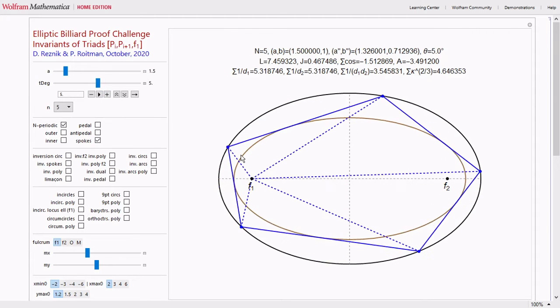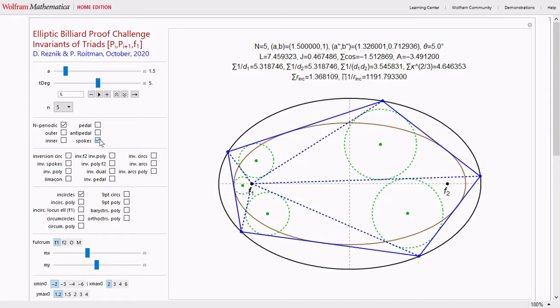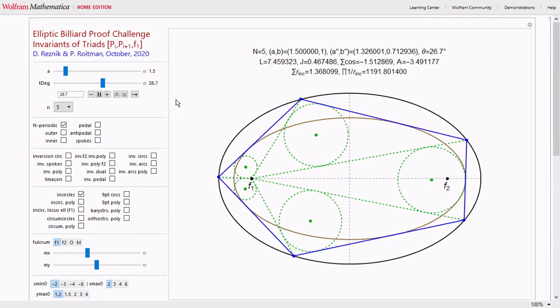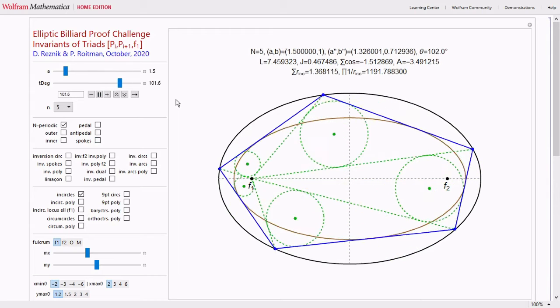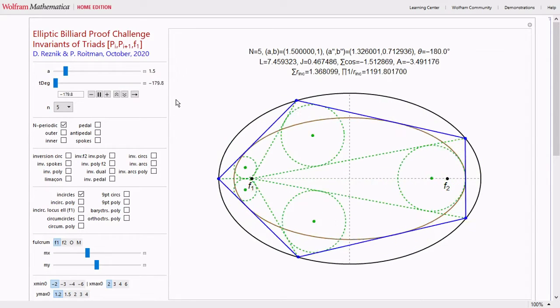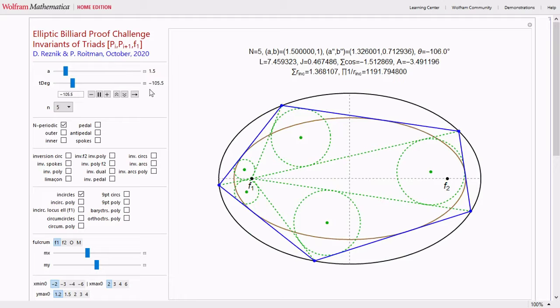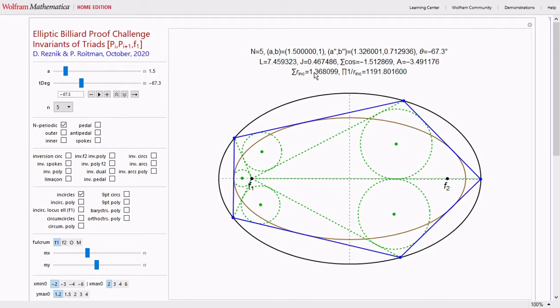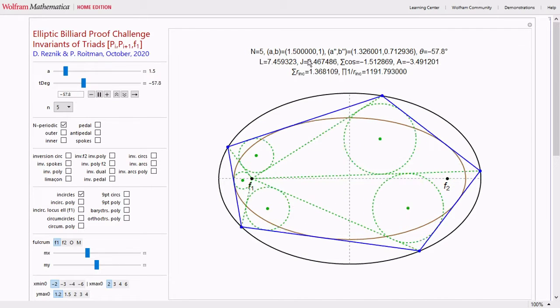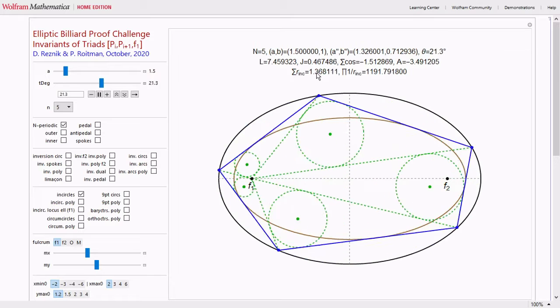Now, since these are triangles, let's, for example, draw their incircles. Let's draw their incircles, and let's watch the 5 incircles. Now, each one of these incircles has a variable inradius. So, for example, let's sum those 5 inradii, and let's see if there's something interesting there. No, that sum is variable.